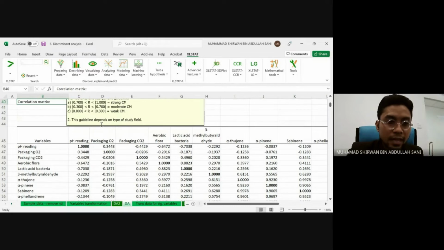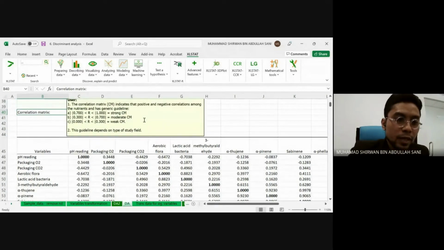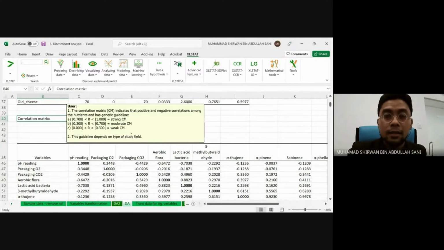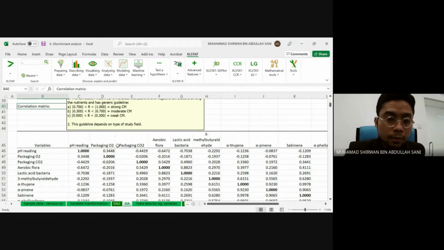Okay, so this guideline depends on the type of study lah. Some people have one particular correlation guideline in their study field, so they have to follow it. In this case, I bring forward this 0.7 to 1 because I didn't find any correlation guideline for food. Unless people just say if you can get R up to 1, that is the best lah. But we want to have this strong, moderate, and weak so that we are able to choose which variables or which parameters are strong. So bergantung dengan bidang masing-masing lah.